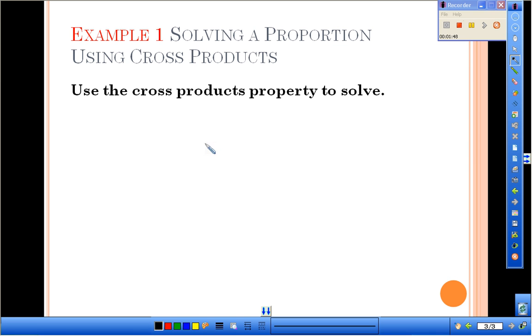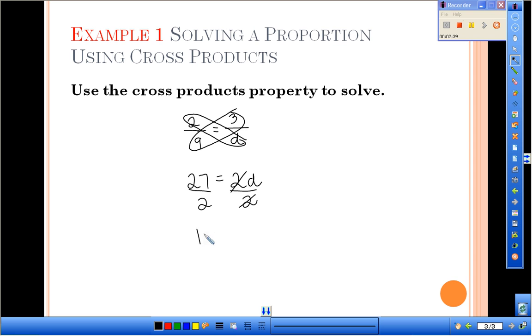Let's try our first example in our guided notes, and this example is 2 is to 9 as 3 is to D. Now, using the cross products property, we know that if we were to multiply 9 times 3, and we can just do mental math, that's 27, it's going to equal the product of 2 and D, 2 times D. So you could ask yourself, what number times 2 will give me 27? Or you could just do the inverse operation. The opposite of multiplying would be to divide by 2. That way those would cancel out. And 27 divided by 2 is 13.5.